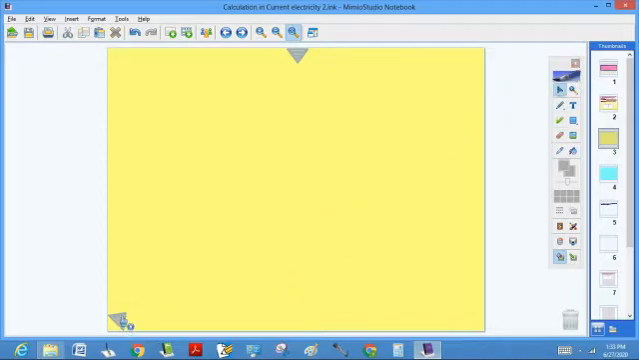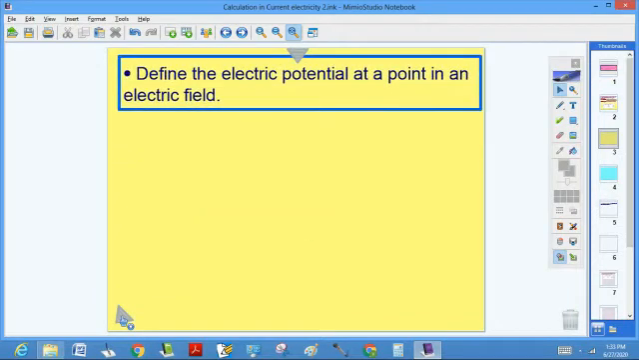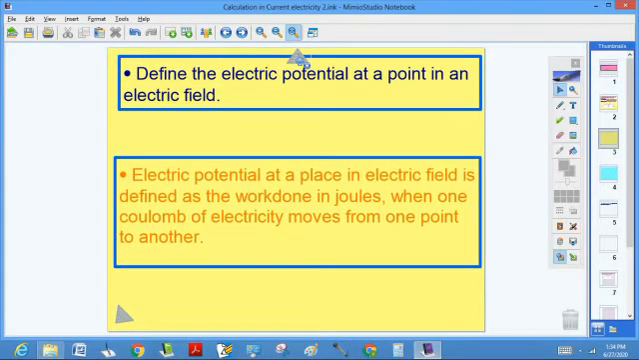The first question says that we should define the electric potential at a point in an electric field, and the required response is: electric potential at a point in an electric field is defined as the work done in joules when 1 coulomb of electricity moves from one point to another. So that is what the definition for electric potential is all about.